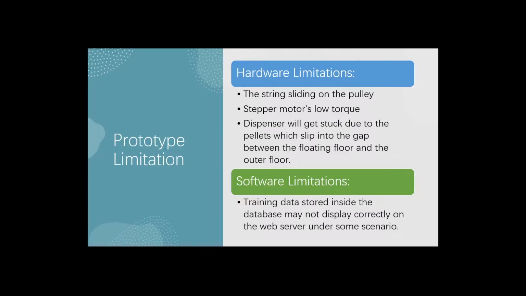To address the hardware limitations, our team's suggestion would be changing the hardware components. For example, changing to a better stepper motor can solve the roll torque problem, and changing the material of the string and the pulley can increase the friction force between them. And by doing that, the sliding will no longer happen on the pulley.